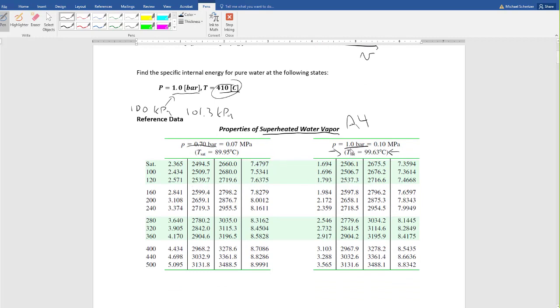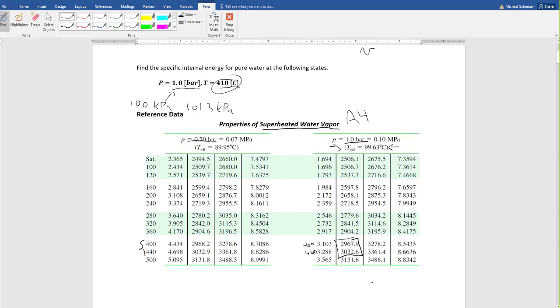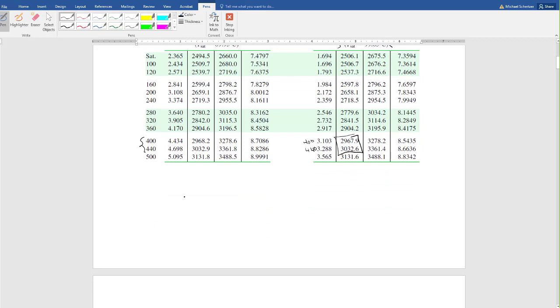Right, okay, so we're at 1 bar, and then our temperature is 410 degrees. Now, the way these tables are laid out, these temperature rows are the same. So notice they don't have temperature in this table. It's because they go across. So this is all taken from the same page in the textbook. Here, we're somewhere between 400 and 440 degrees. So we're in between these two numbers. This is at 400, and this is 440. So I'm in between these two numbers, and what I want is to linearly interpolate between them.